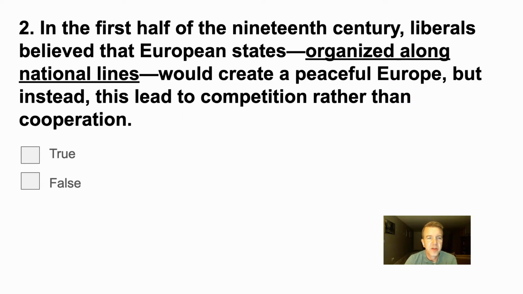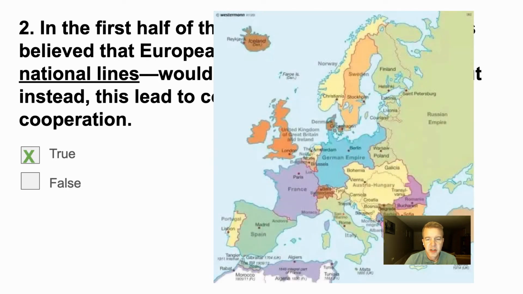In the first half of the 19th century, liberals believed that European states organized along national lines would create a peaceful Europe. But instead, this led to competition rather than cooperation, and that is true. And this is the map of Europe prior to World War I. Notice the big Austria-Hungarian Empire here, the large German Empire. Poland actually will come about later on. It's just being shown as sort of a region right now.